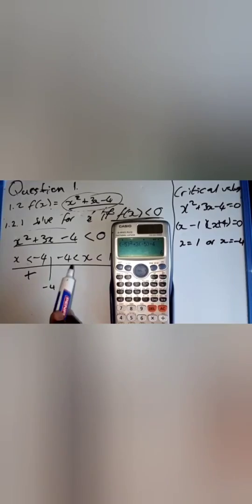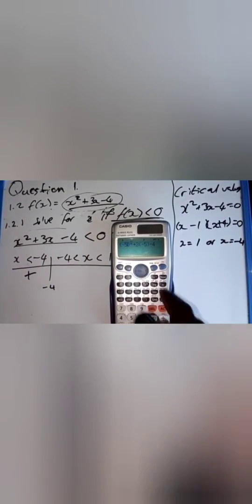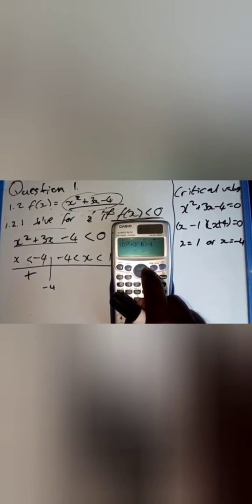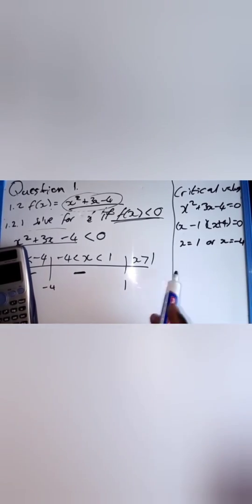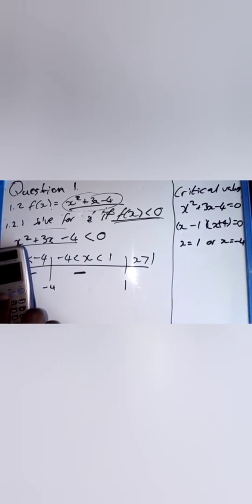And then any number between negative 4 and 1, I can now pick 0, and then 0 here. This gives me what? A negative number. And then I'm going to pick another number this side that's bigger than 1. I'll pick 6. 6 gives me what? Positive number, positive 50.